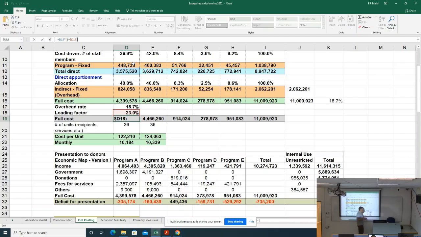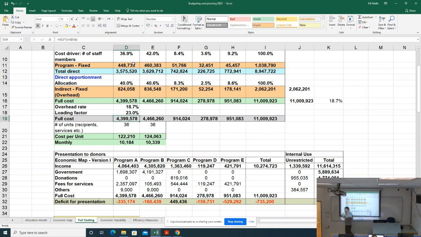For those of you who don't remember, just to give you an example, if the price rose by 20% and the price is 100, I have to multiply 100 by 1 plus 0.2, okay? So I add the loading factor to the direct cost, and I reach the full cost of the program.